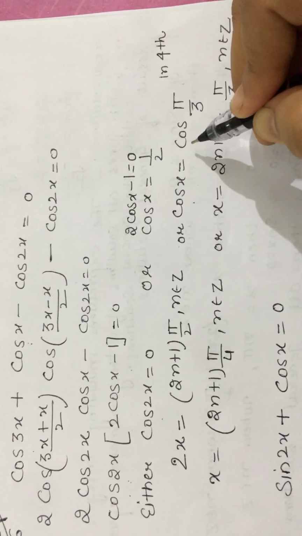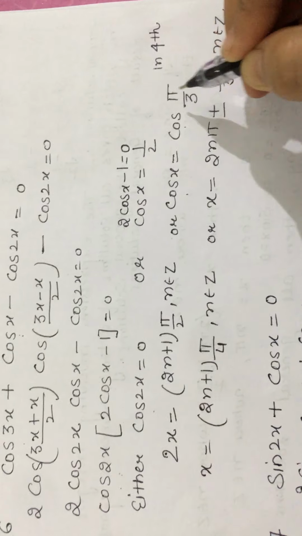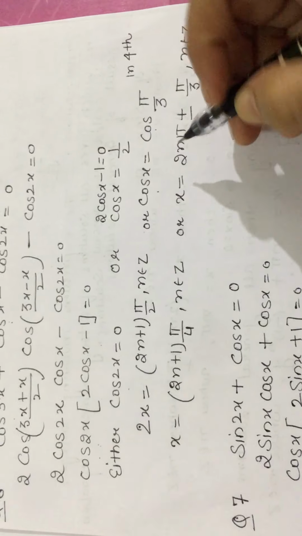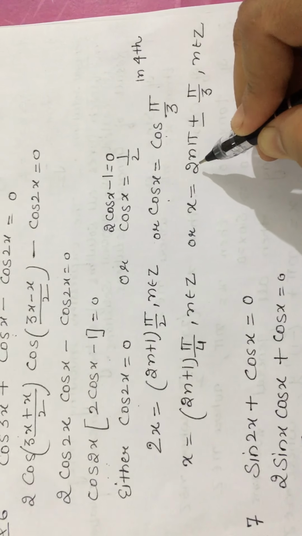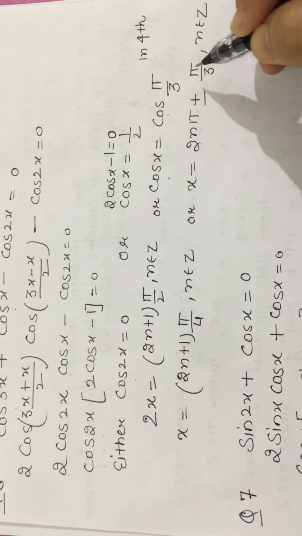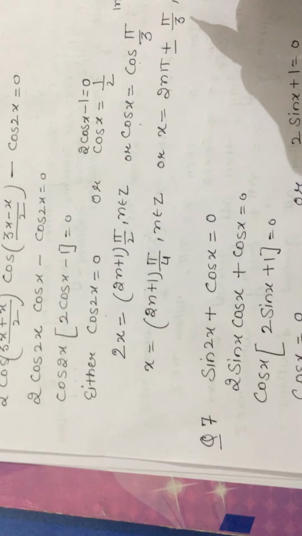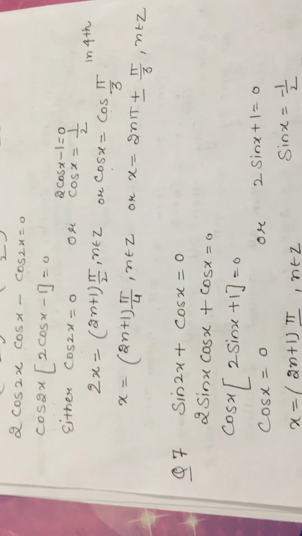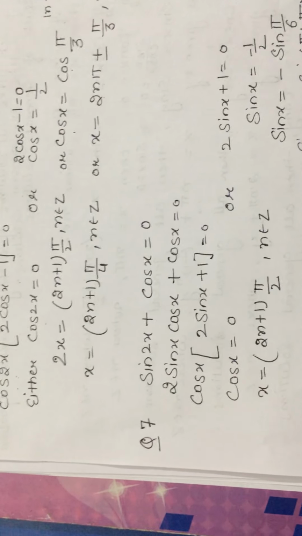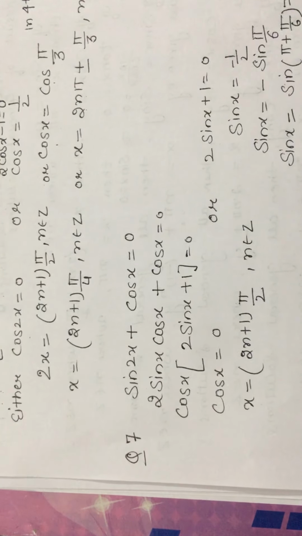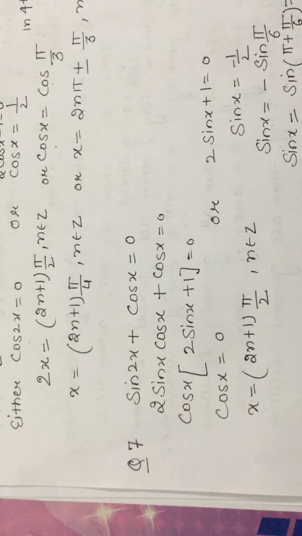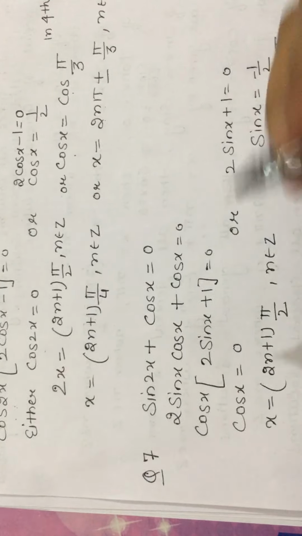So if cos x equal to cos pi by 3, then all the general solutions are given by x equal to 2n pi plus or minus pi by 3, where n belongs to integers. Next, question number 7 is: solve the trigonometric equation sin 2x plus cos x equal to 0.